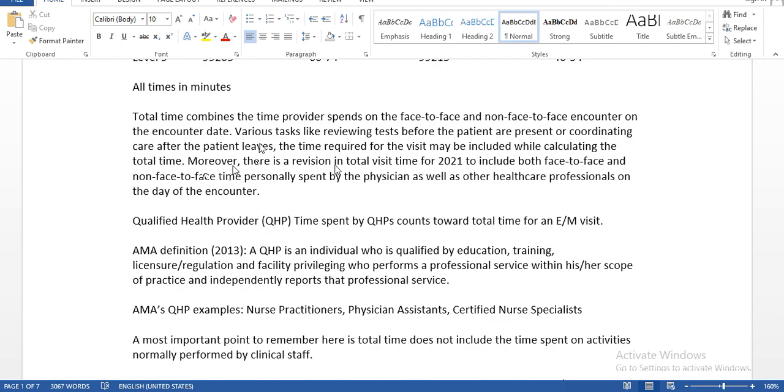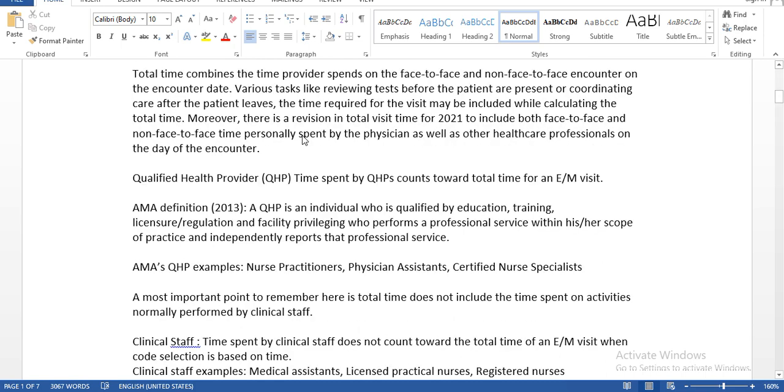Moreover, there is a revision in total visit time for 2020-21 to include both face-to-face and non-face-to-face time personally spent by the physician as well as other healthcare professionals on the date of the encounter. So here the meaning is both face-to-face and non-face-to-face, whichever specialties, we can take this time.